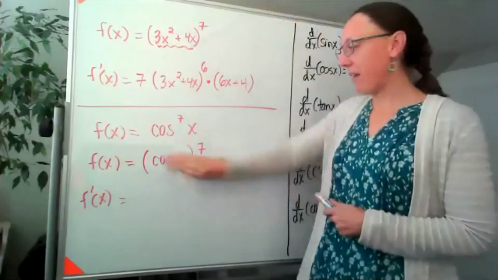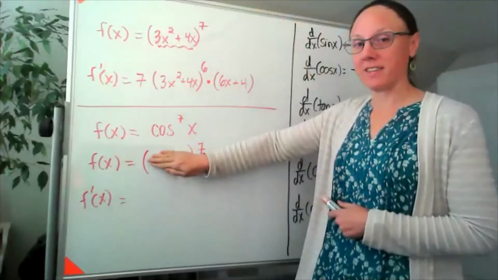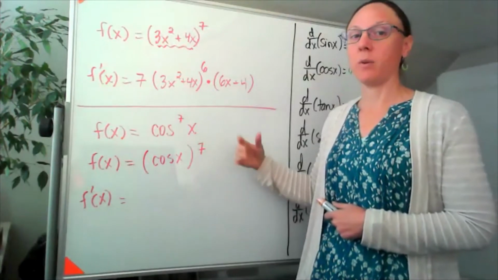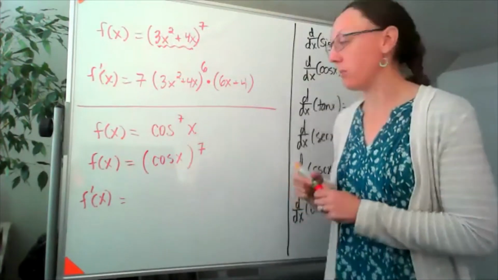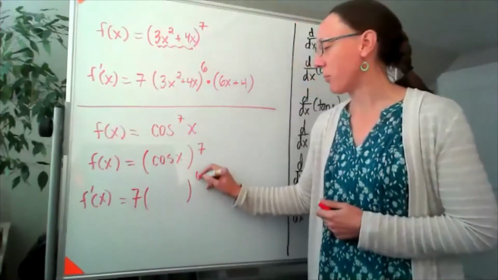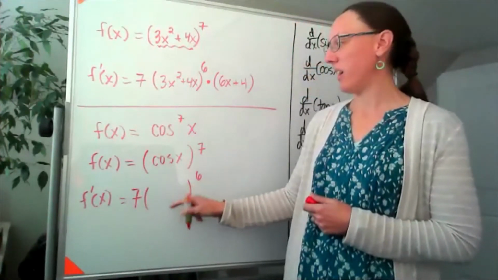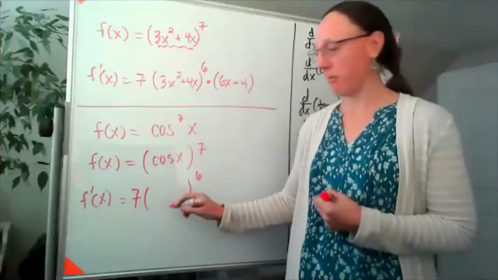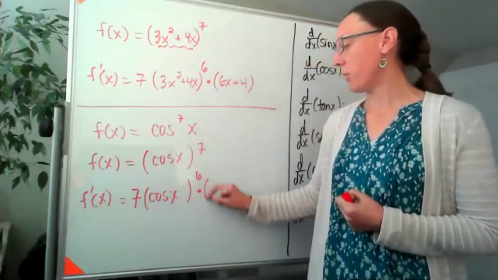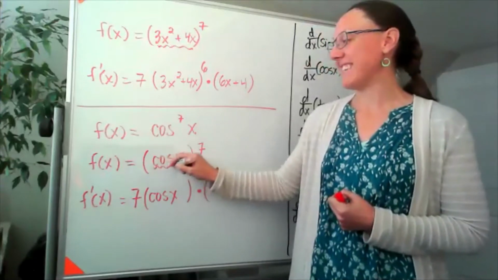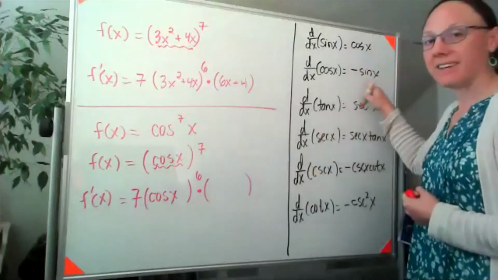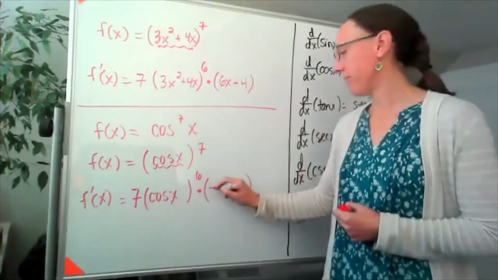So if I follow this same procedure to find that derivative, once again, I have something inside of my parentheses raised to the 7th power. And when I take that derivative, that 7 will come down in front. And then I'll have the stuff in parentheses to the 6th power. This time, that stuff in parentheses is cosine of x. And when I multiply by the derivative of the inside, that inside function derivative is negative sine of x.